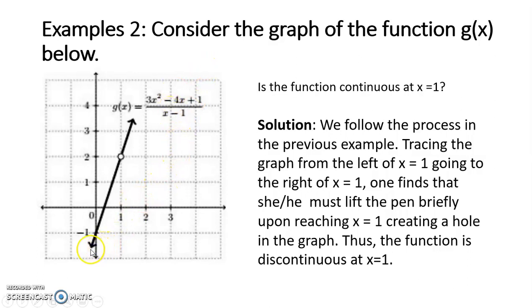Sa madaling sabi, pag tinignan natin ang graph, pag merong butas, pwede natin sabihin na yung graph ng function ay discontinuous doon sa coordinate ng x or sa value ng x na butas yung graph. Kung wala namang butas yung graph, ibig sabihin, pwede natin i-trace ng tuloy-tuloy, hindi natin inaangat yung pen. So, continuous yung function.